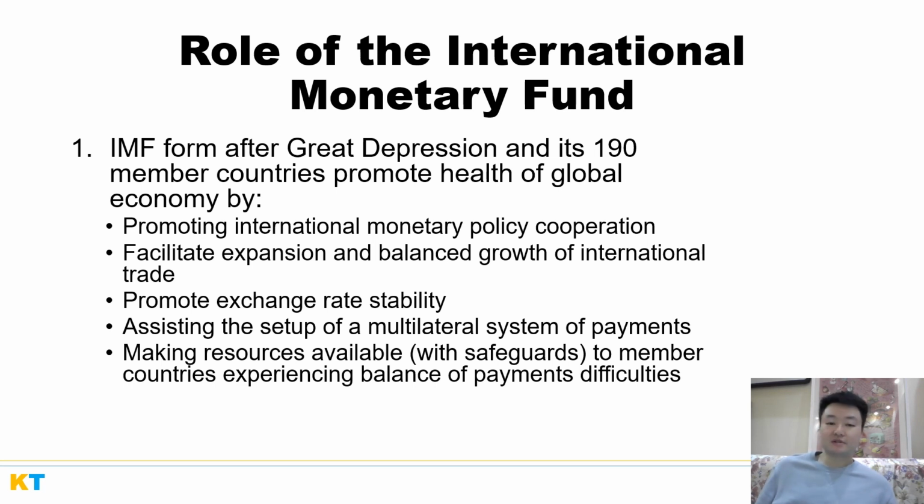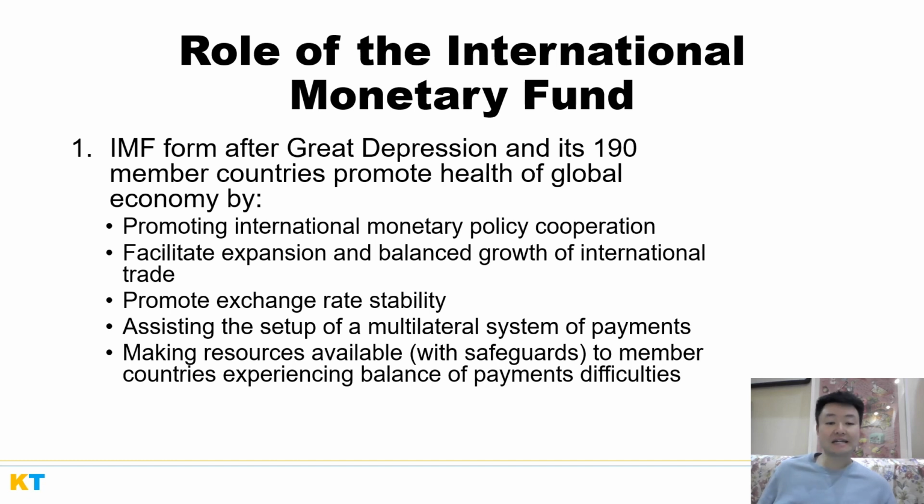It was founded after the Great Depression and it's gotten 190 member countries, and its whole purpose is to promote the health of the global economy by accomplishing five main objectives. Number one, promoting the international monetary policy cooperation. So we want countries to work together on their international monetary policies and solve problems together. Because inevitably, one country's monetary and financial problems will affect another country because we're living in an increasingly globalized world.